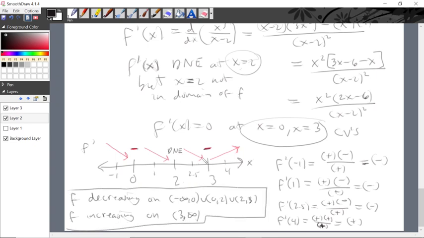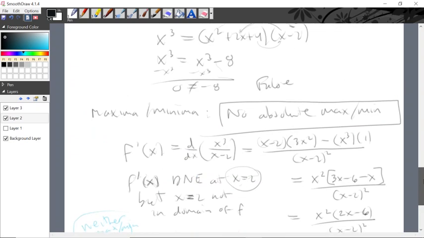What does this tell us about maxima and minima? This point right here is neither a maximum nor a minimum. Neither max nor a min. But this point right here would have to be a local minimum. We already established there is no absolute minimum, right? But this would have to be a local minimum. So the local minimum exists where x is equal to 3.